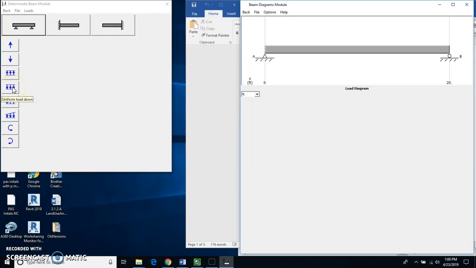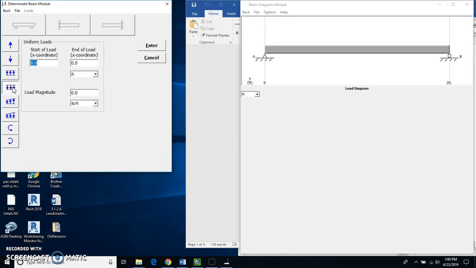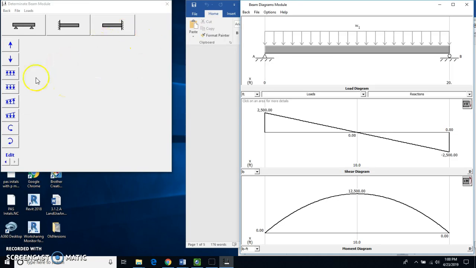This is going to have the uniform force going down, and that is going to go from 0 on the left to 20 feet on the right. The load magnitude is going to be 250 foot-pounds, and I'm going to hit enter. Now, this is where we were different with the concentrated load.